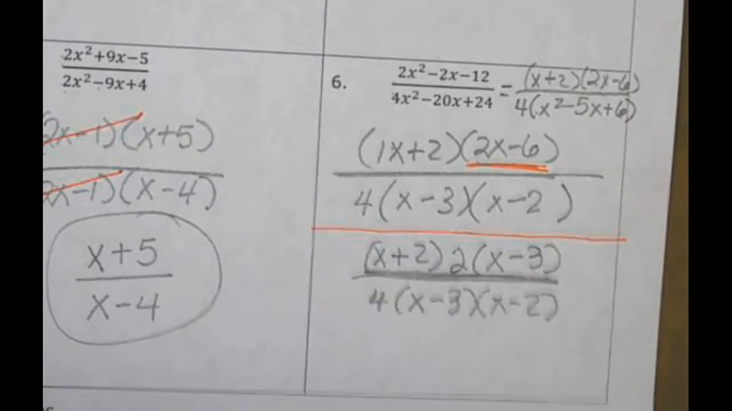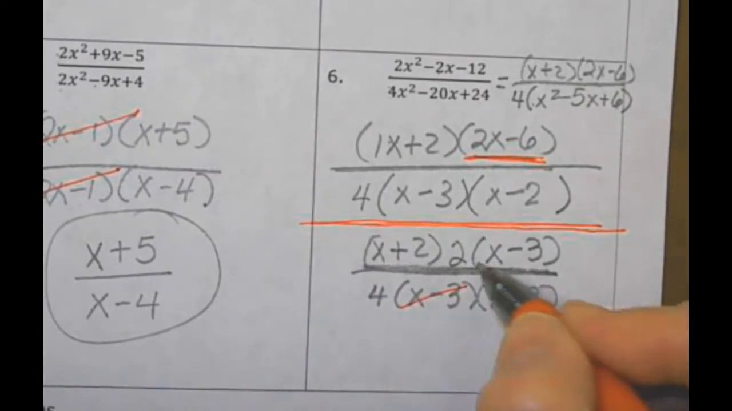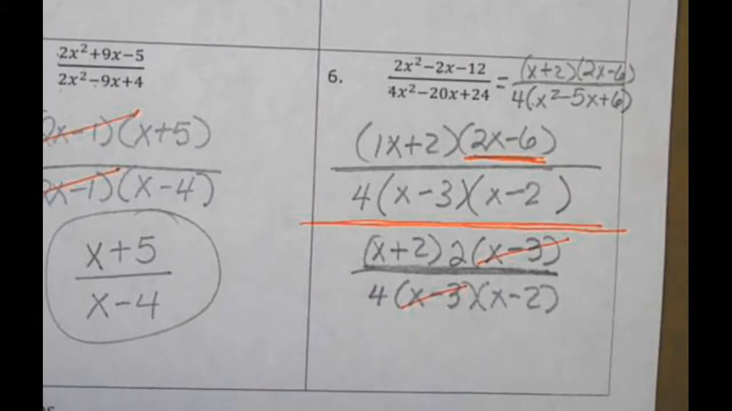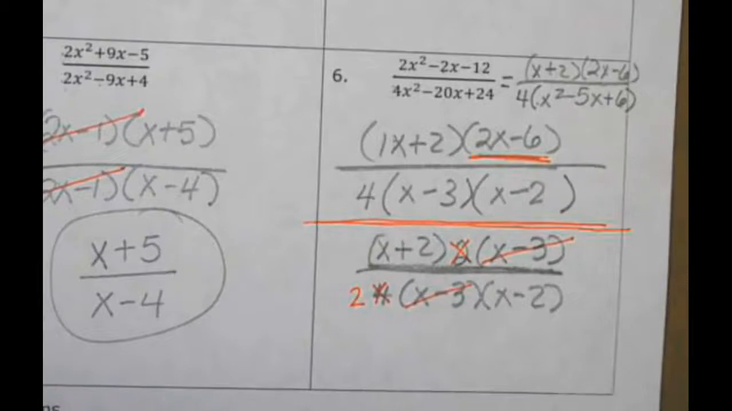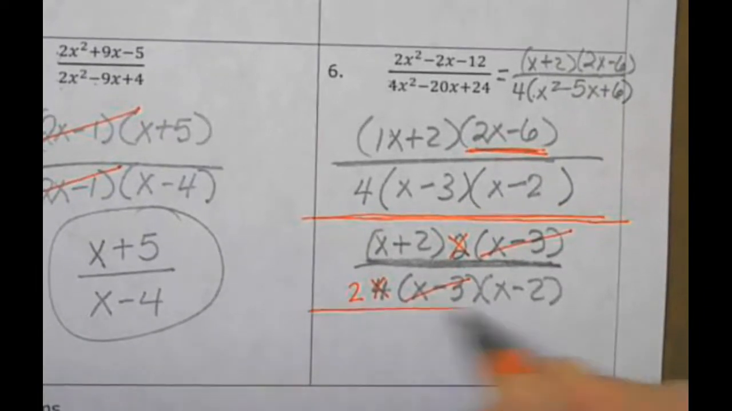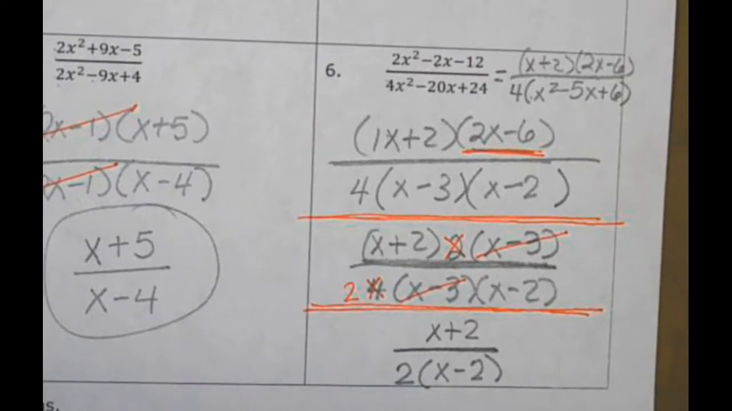And so then the x minus 3 will cancel the x minus 3. 2 will go into 4 2 times. So what's left after all of my canceling is finished? On the numerator, I have an x plus 2, and in the denominator, I have 2x minus 2. That is my final answer.